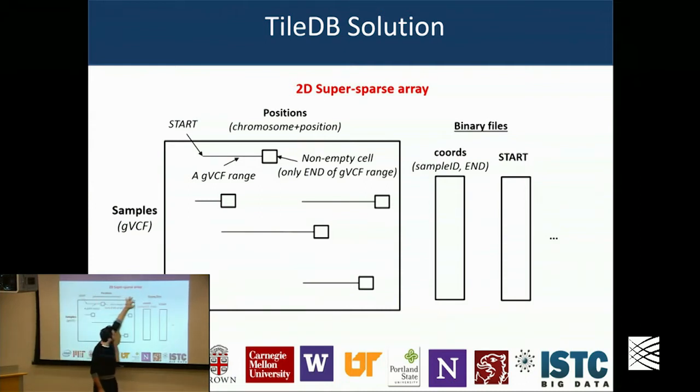So the GVCF file runs like this. And not only that, but I'm just storing the end position, not the start. The start goes in a different attribute. But as a non-empty cell, the coordinates are specified by this GVCF sample and the end coordinate only. And this is the logical view. All right, this is what I do so far. Also, I'm storing these values in a column major order like this. This is also important. And TileDB supports this.